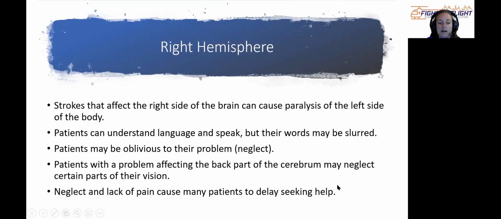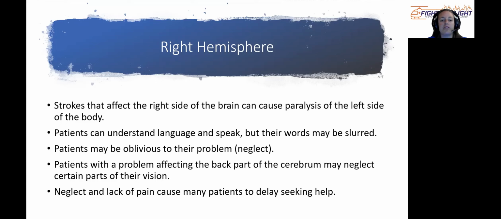The right hemisphere, so the right side of the brain, controls the left side of the body. So we may see paralysis of the left side of the body if the right side of the brain is affected. They can understand language and they can speak because the speech center is in the left side of the brain, but they may have slurred speech because the left side of their face is not working. The muscles aren't working. They may be oblivious to their problem.